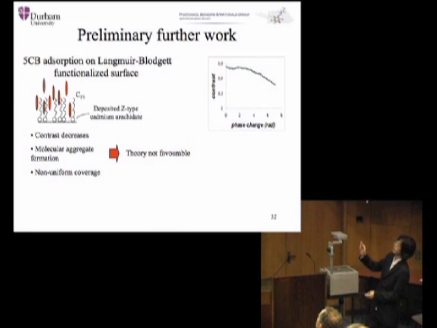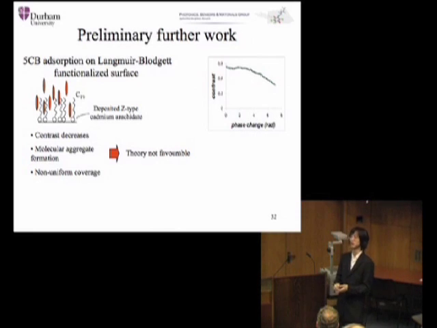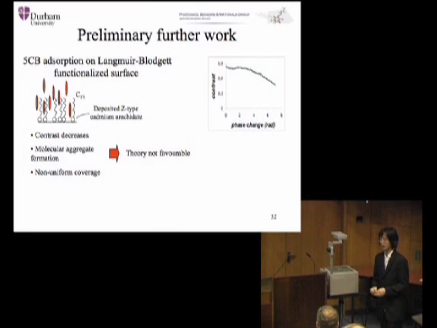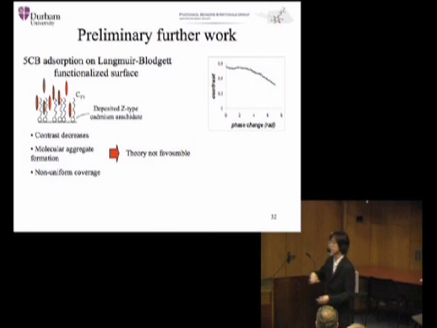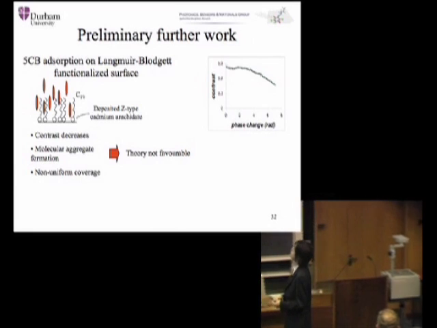And I would say the theory here will not be favorable to use for the data analysis, because when we talk about the theory in the polarization constant calculation and the ratio calculation, we actually assume there is a uniform coverage. So this is not applicable here.